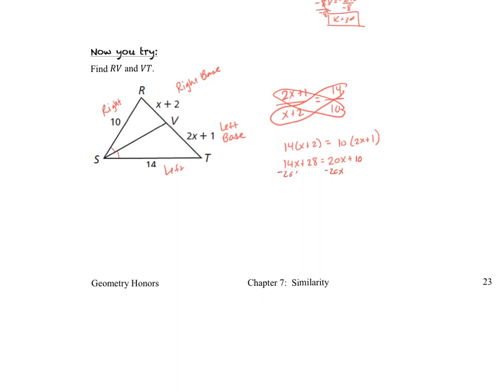Subtract 20x from both sides, we get negative 6x plus 28 equals 10. Subtract 28 from both sides, we get negative 6x equals negative 18. Divide both sides by negative 6, and we get x equals 3. And again, you can plug that in and check.